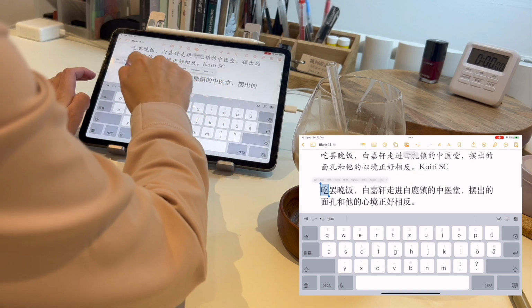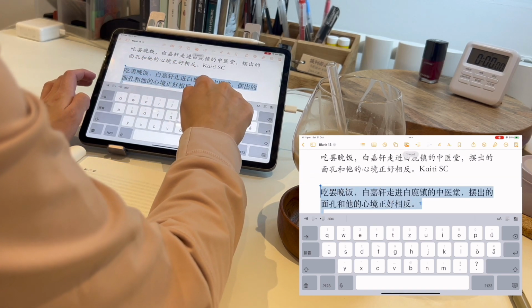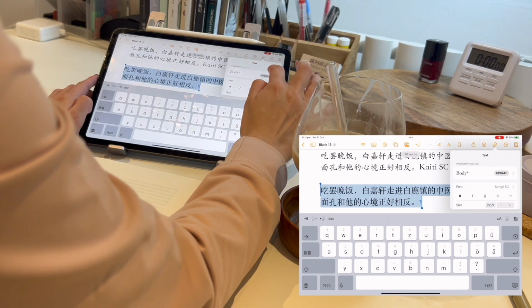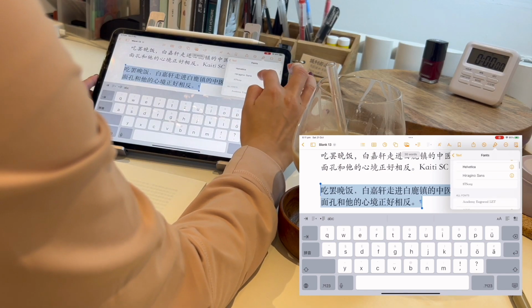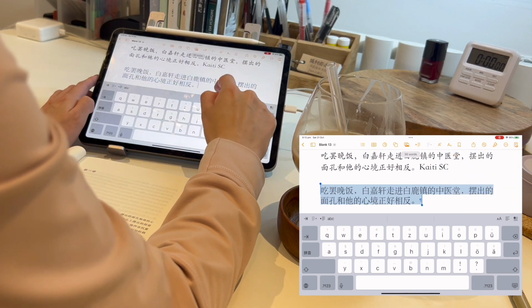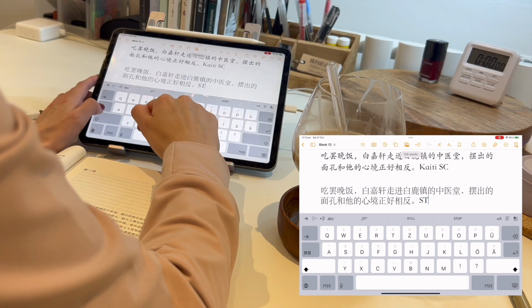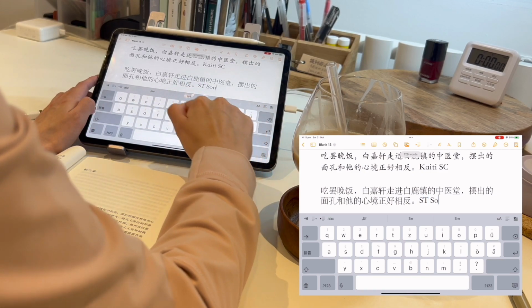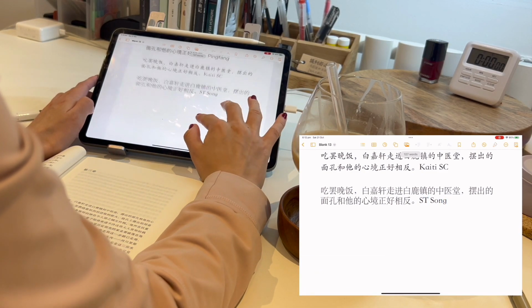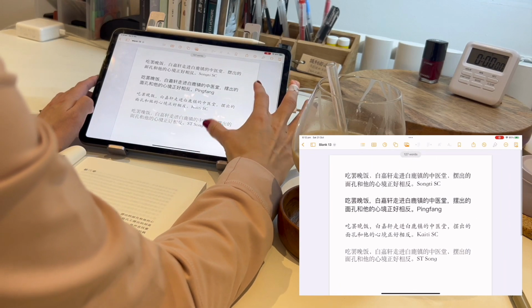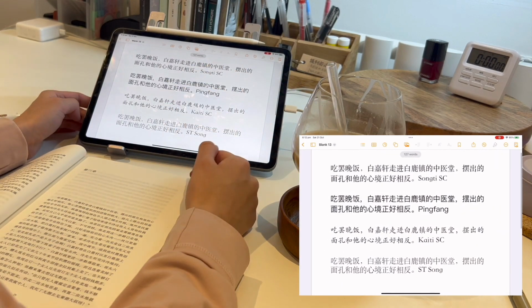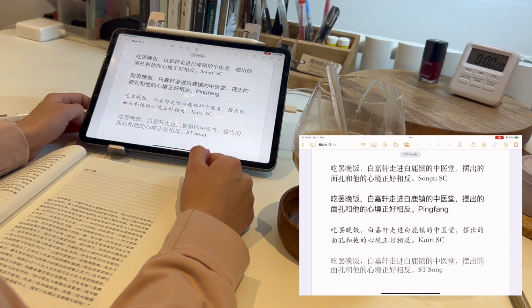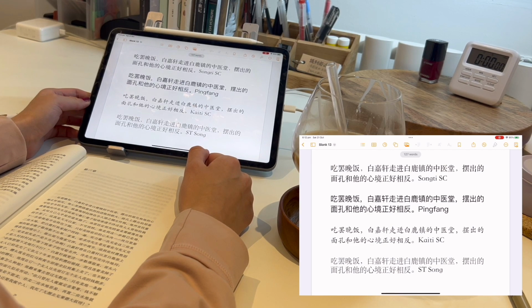Also, the ST Song is a very nice one. However, it is very, very thin, so you should be careful if your eyesight, like mine, is not as good. So when you work and try to read something quickly, it is not as efficient. However, it does look very aesthetically pleasing, but suit yourself.